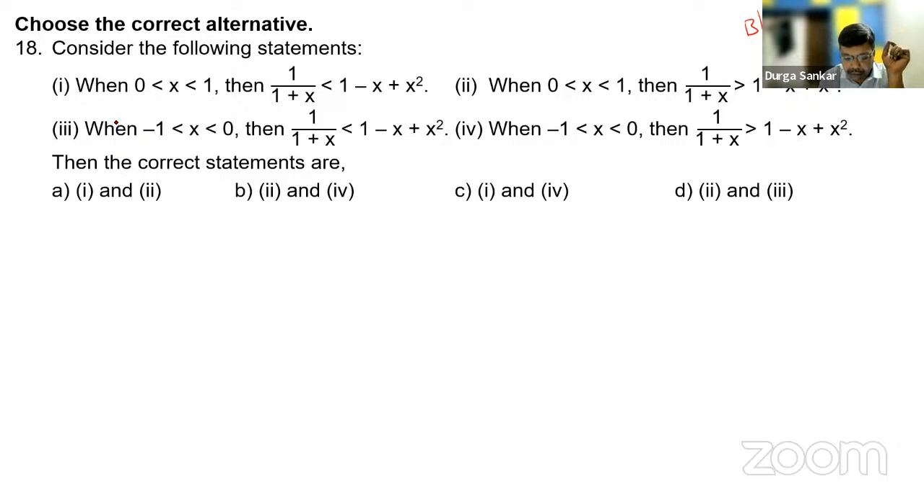Now, when 0 less than x less than 1, 1 by 1 plus x is less than 1 minus x plus x square. And in the second option, it says 1 by 1 plus x is greater than 1 minus x plus x square. So when 0 less than x less than 1, 1 by 1 plus x and 1 minus x plus x square. Let us say x is equal to 1 by 2. So 1 by 1 plus 1 by 2, which is equal to 1 by 3 by 2 or 2 by 3.